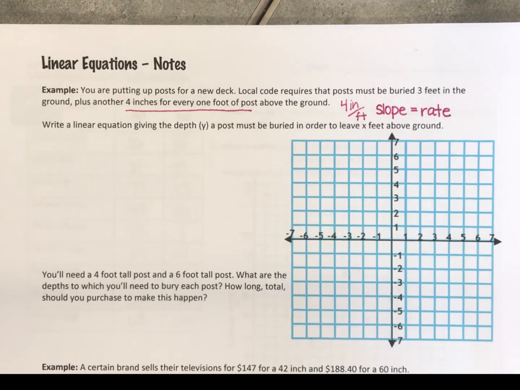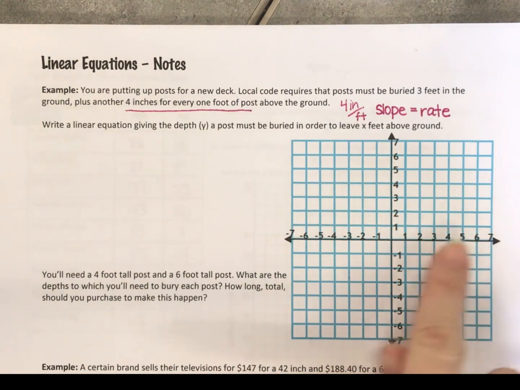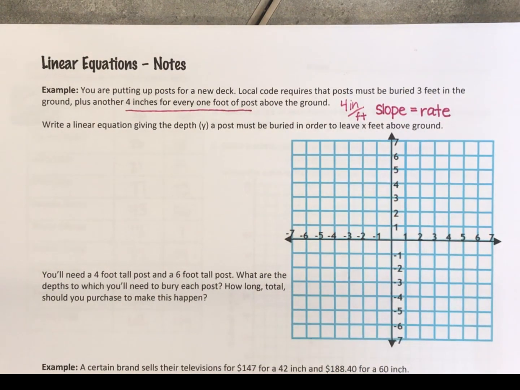Another thing I'm noticing here is that we're talking feet and inches, so probably just to save confusion, we should convert that to either just feet or just inches. And I'm seeing kind of smallish numbers on our graph, so I think we're just going to convert everything to feet. So instead of calling that 4 inches per foot, what's 4 inches in feet? Is that 1/3 of a foot?